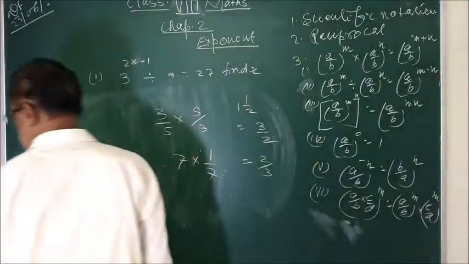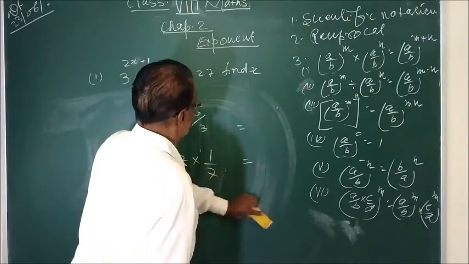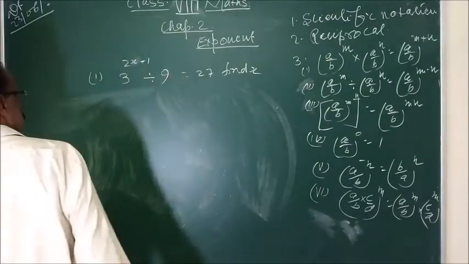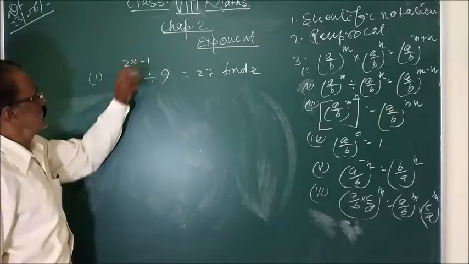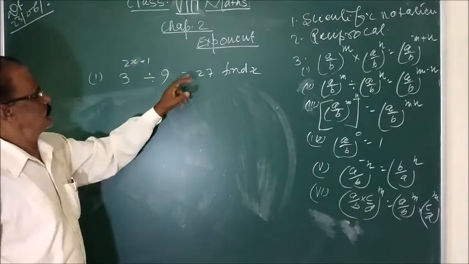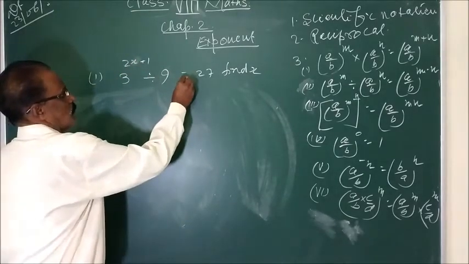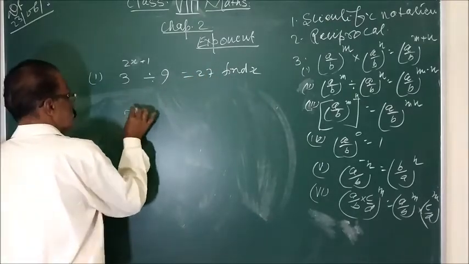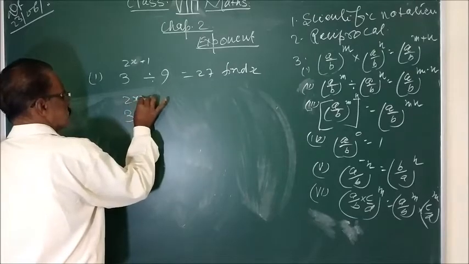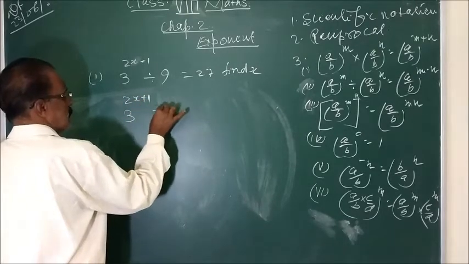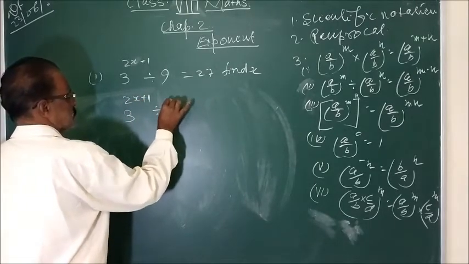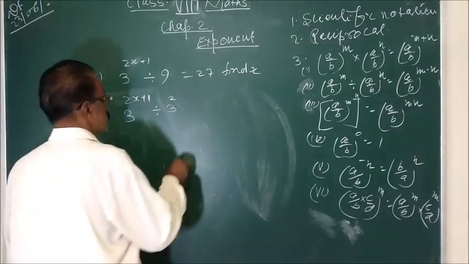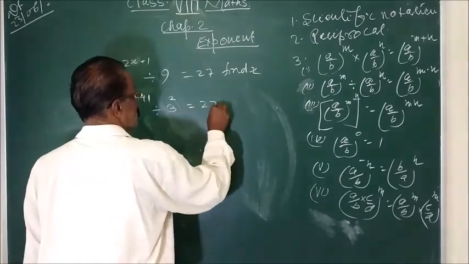Now you see some difficult question. This is one example before you. Now you see 3 to the power 2x plus 1 divided by 9 is equal to 27. What is the value of x? Now you write 3 power 2x plus 1, and 9 can be written as 3 square if you find the prime factor, and now is equal to 27.